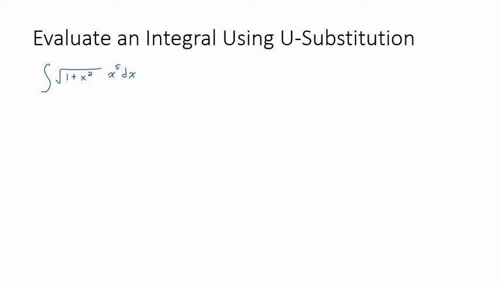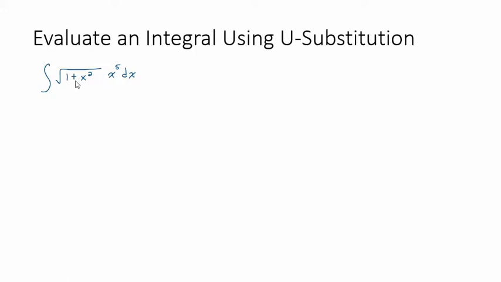In this video, I'm going to go through an example of evaluating an integral using u substitution that's a little bit trickier. It's kind of hard to see exactly how this is going to work right off the bat. So here's our integral, where I have the square root of 1 plus x squared times x to the 5th dx. Now when you're using u sub, what you're looking for here is a composite function, and you want the inner function of your composite function to be what you let u equal.